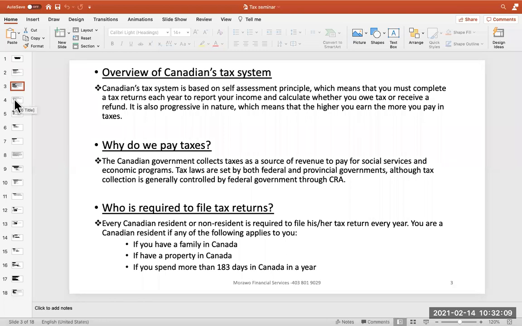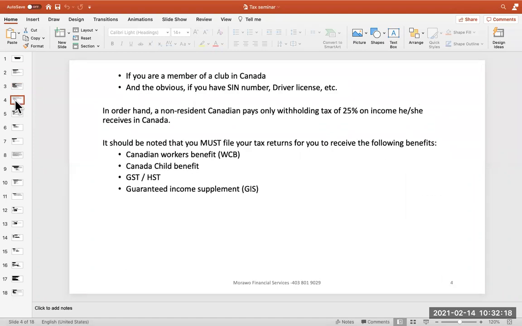that is 6 months. If you are in Canada for 6 months in any particular year, you are regarded as a Canadian resident. Then the next one is, if you are a member of a club in Canada, so that is the law, you belong to a club in Canada, you are regarded as a Canadian resident. And the obvious ones, if you have SIN number, driver license, and the rest of them.